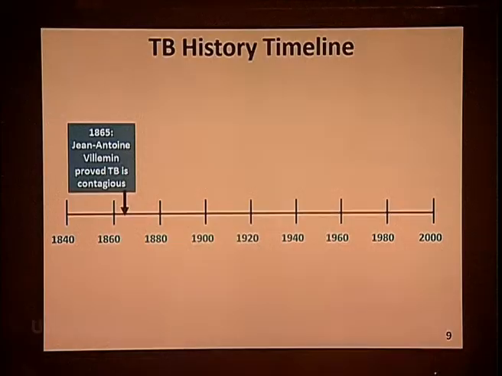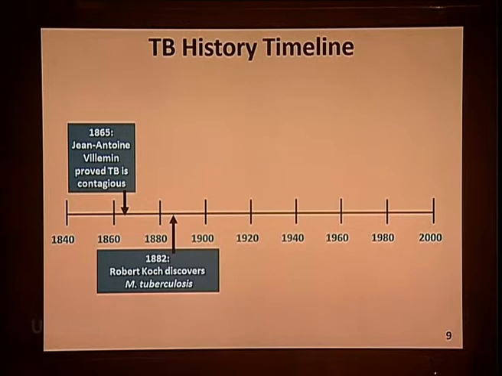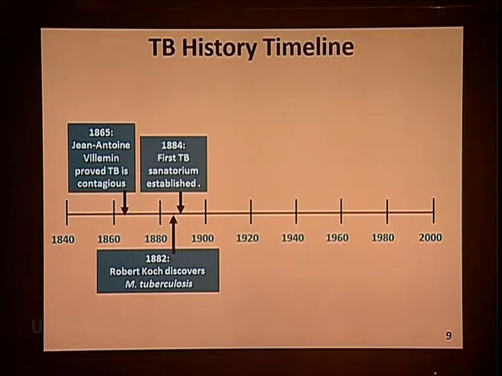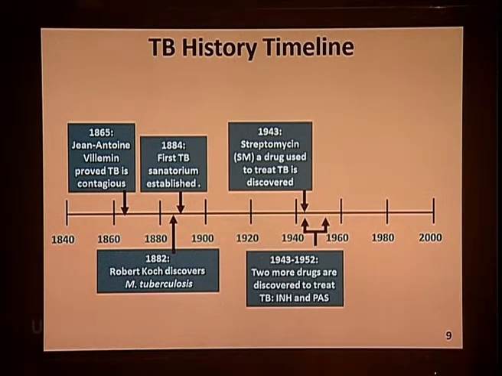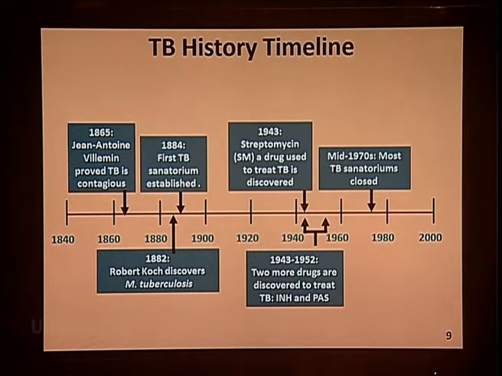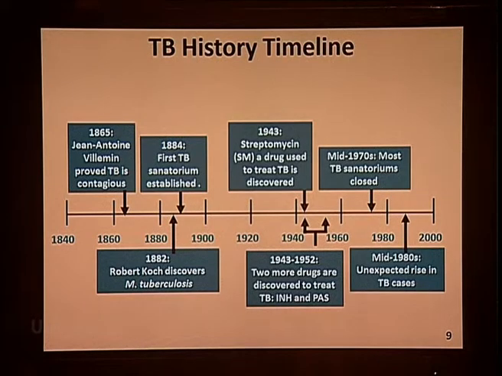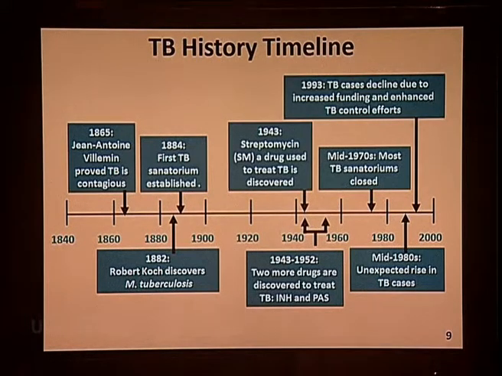So this summarizes the TB history timeline. First, it was proved that TB is contagious. Then the bacteria causing TB was discovered. Then sanatoriums were established. Then the first anti-TB drug, streptomycin, was discovered. Then other drugs were discovered. So this resulted in a good decline in TB cases. So in the mid-1970s, most of the TB sanatoriums were closed. Then again in the mid-1980s, TB re-emerged, followed by good TB control programs, which resulted in a decline in TB cases from 1993 onwards till date.